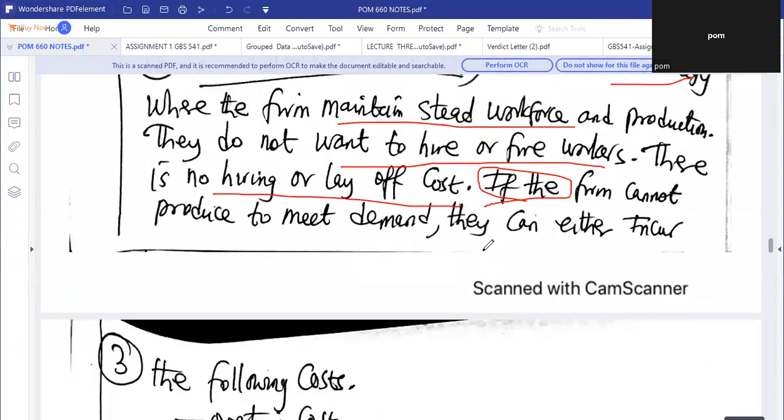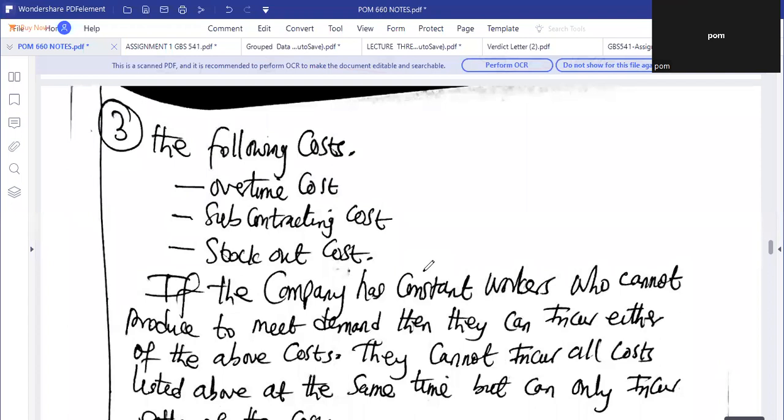So if they cannot produce to meet demand, you tell them option one, we will pay you overtime. So either of them, not all of them at once, because you tell them, okay, you are going to work overtime. Don't knock off, pay overtime. That's option one. If the company policy does not allow overtime, then you will say, go home, knock off at 16 hours. We're going to subcontract.